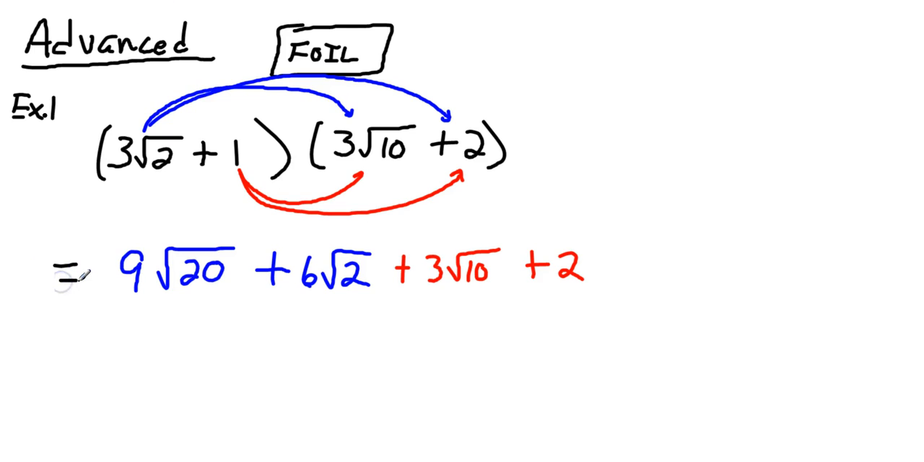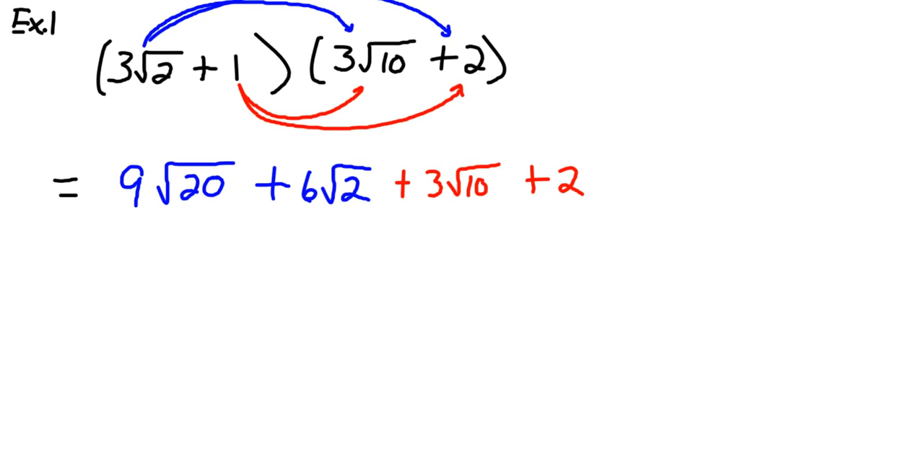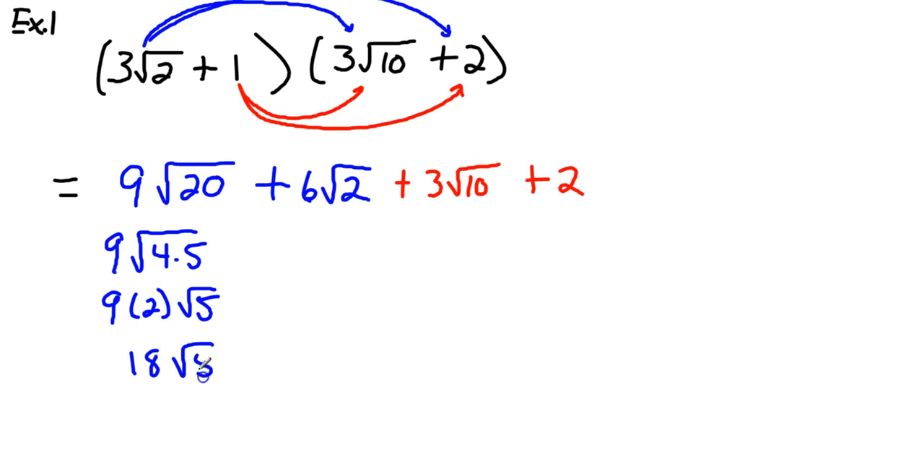Okay, now, and you can guarantee with the advanced one, you're going to have to take some of these numbers and break it down. There's no ifs, ands, or buts about it. You're going to have to do that. All right, square root of 20. 20, you could do 2 times 10, but let's do 4 times 5. Because if you do 4 times 5, square root of 4 is a perfect square root, so that's 2. So that's 18 square root of 5.